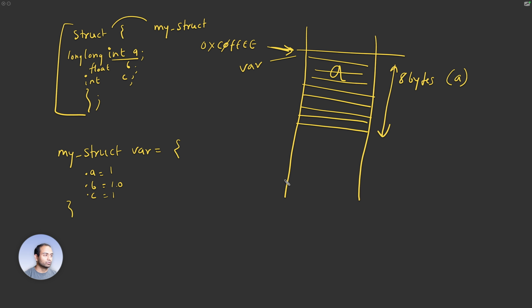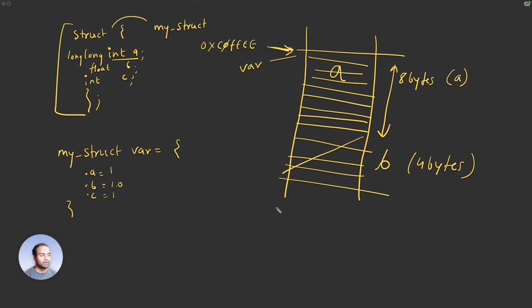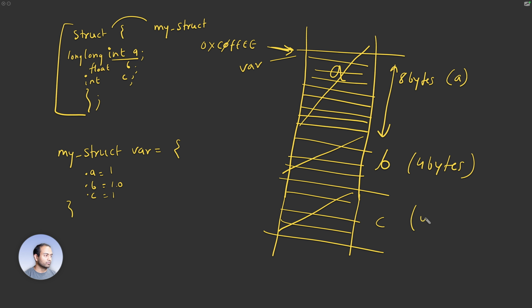And then followed by a float. So the next four bytes would be for B. Right? And so these are 4 bytes. And B would be a float, followed by C, which happens to be 4 bytes, right? So we have something which is 8 bytes, 4 bytes, and then 4 bytes. So in total, the struct would consume about 16 bytes, right? So 8 here, 4 here, 4 here. So 8 plus 4 and 4 is 16.